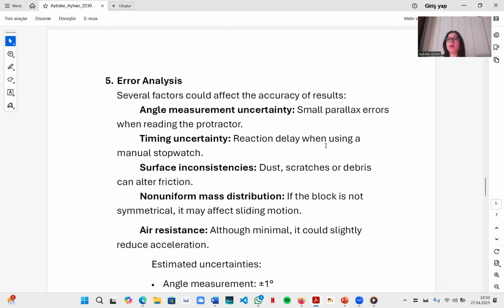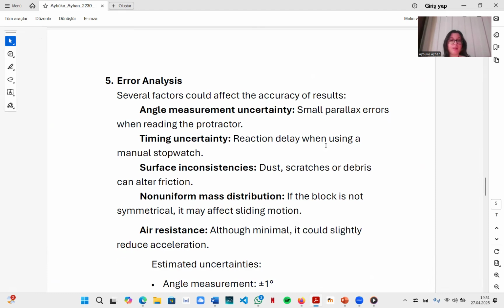In the case of errors in my experiments, several factors may have introduced uncertainty in the measurements, like inaccurate reading of the critical angle due to parallax errors, manual timing errors caused by human reaction delay, surface imperfections like dust particles, and minor air resistance and mass distribution irregularities. Estimated uncertainties were approximately plus or minus 1 degree for angle measurements and plus or minus 0.1 seconds for time measurements.